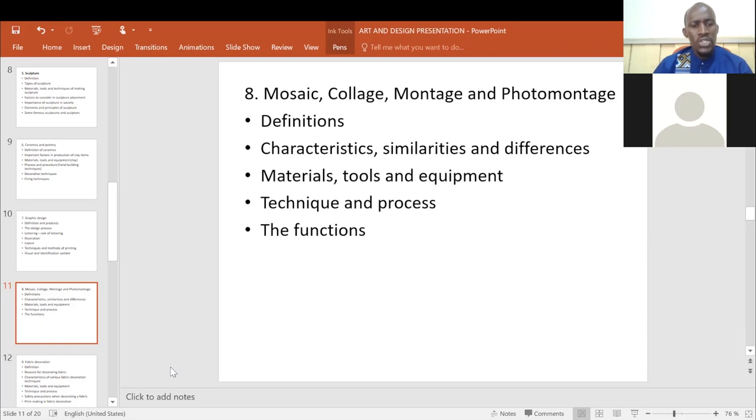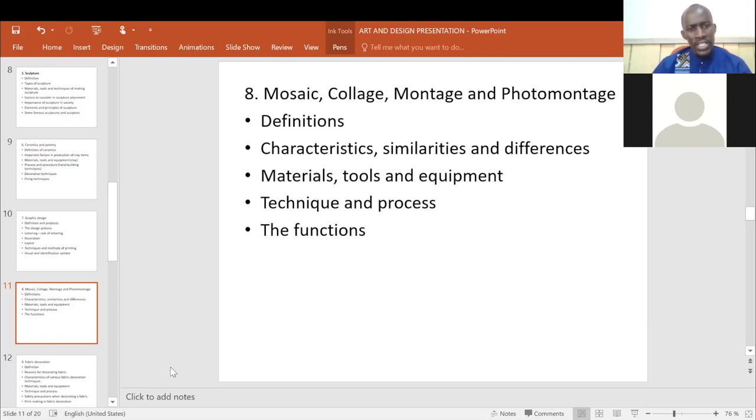The most used material in creation of mosaic, looking at the historical background, was different colored glasses. That was initially what was used to create a mosaic. But in the contemporary world, with time, and with the different innovations and discoveries, we can make mosaic using paper, using reeds, using sisal, using banana fibers, and all that.